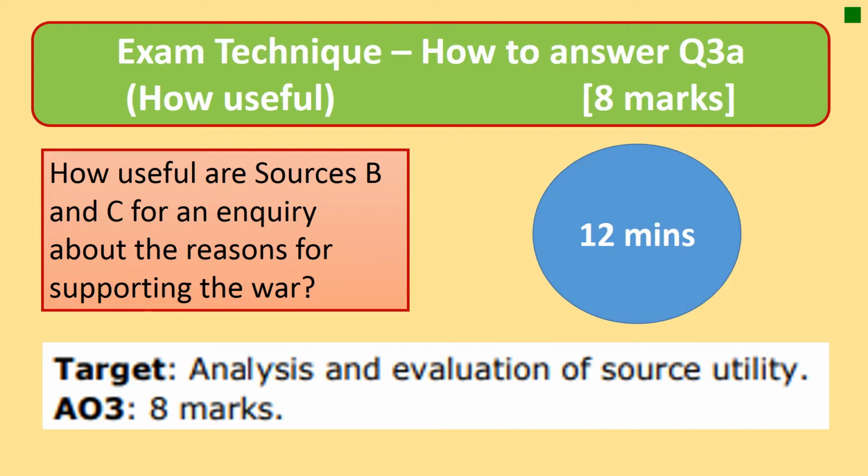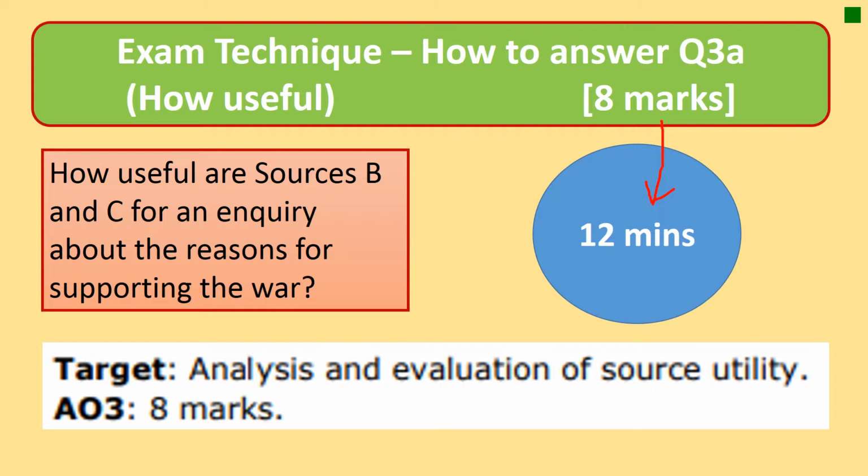It's looking at how to answer question 3a. That's the source utility, how useful. As you can see here, we've got a question and we'll have a look at the sources we're going to use in a minute. But do note that this question is worth 8 marks, therefore we should be roughly writing for about 12 minutes. That's 2 paragraphs. 6-minute paragraphs is kind of the rule.